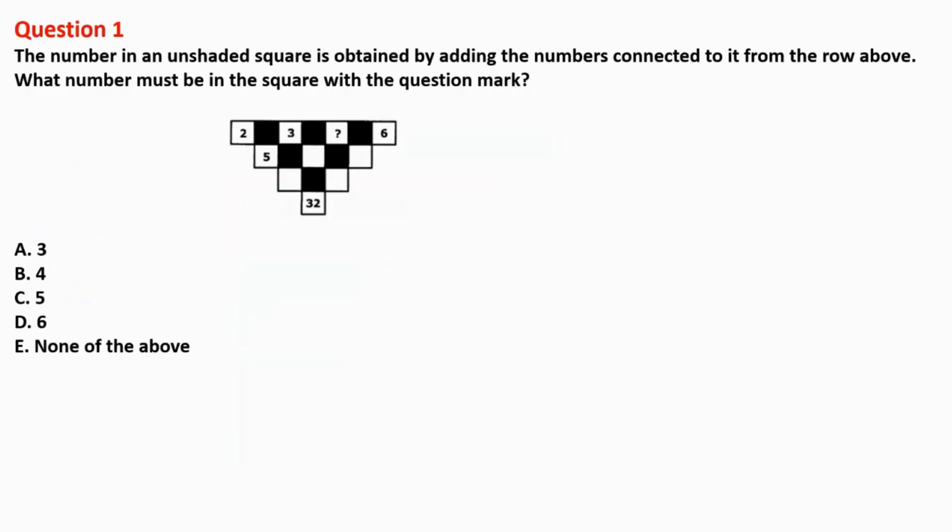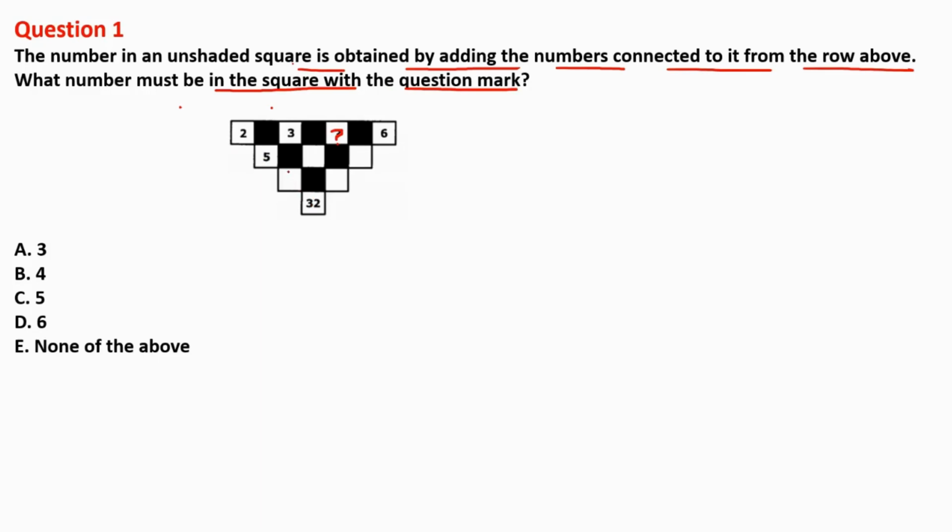First question reads, the number in an unshaded square is obtained by adding the numbers connected to it from the row above. So basically the numbers below are the sum or total of the numbers above it, and that too the numbers which are connected to it. What number must be in the square with the question mark? As we can see, the question mark is here.